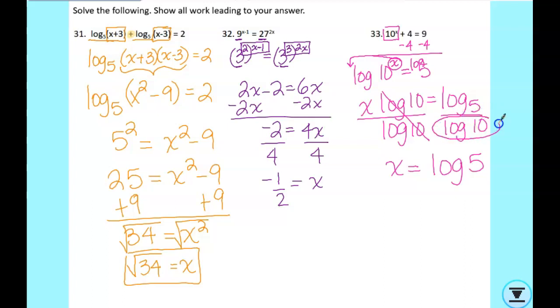Why don't I have anything right here? Well, log base 10 of 10, that's the same thing as 1. So really I didn't even need to do anything over here because this log base 10 would cancel out as well. So really we can go from here to knowing that x is equal to log base 5.